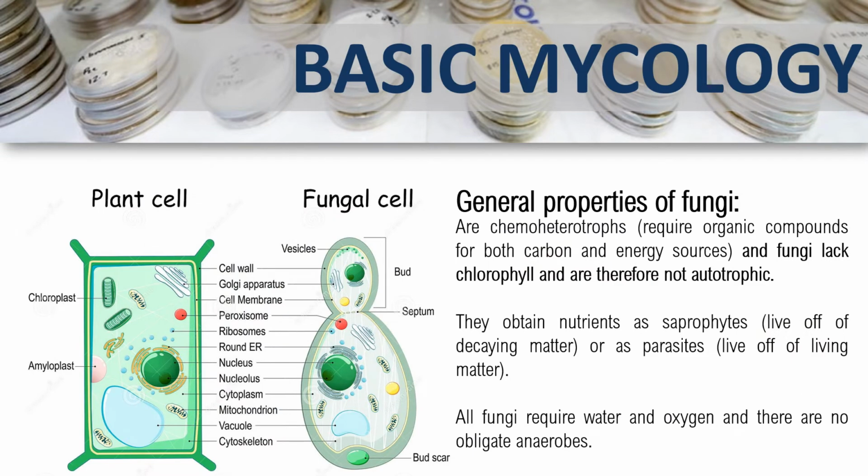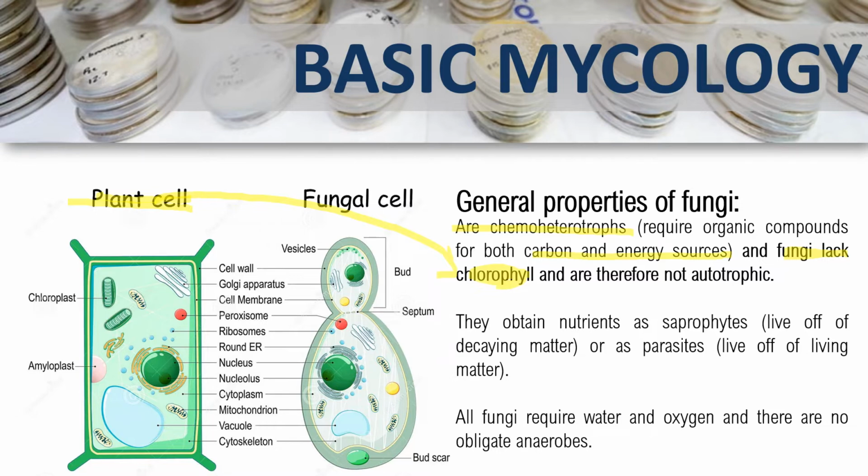Next, class, now we should differentiate fungal cells from plant cells because plant cells are also part of the eukaryotic family. So how can we differentiate this one? Fungi, class, are chemoheterotrophs. So yung ibig sabihin nito, they require organic compounds for both carbon and energy source. And pakitake note na lang din that they don't have chlorophyll. Compare with plants, they have chlorophyll. Fungi do not have chlorophyll. So yun yung difference ng plant cell at saka ng fungal cell.